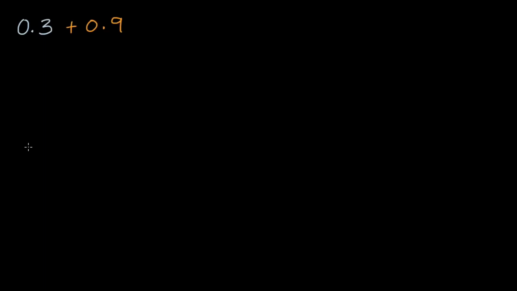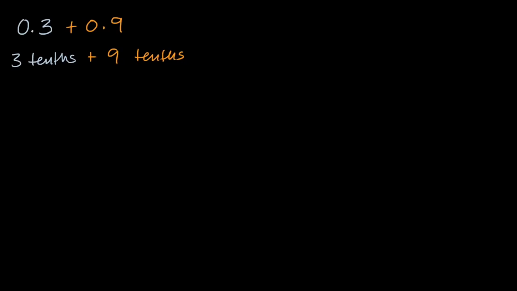What is that going to be? Well, you could use the same idea. If you say this is 3 tenths and this is 9 tenths plus 9 tenths. Well, if I have 3 of something and if I add 9 of them, well, that's going to be 12.